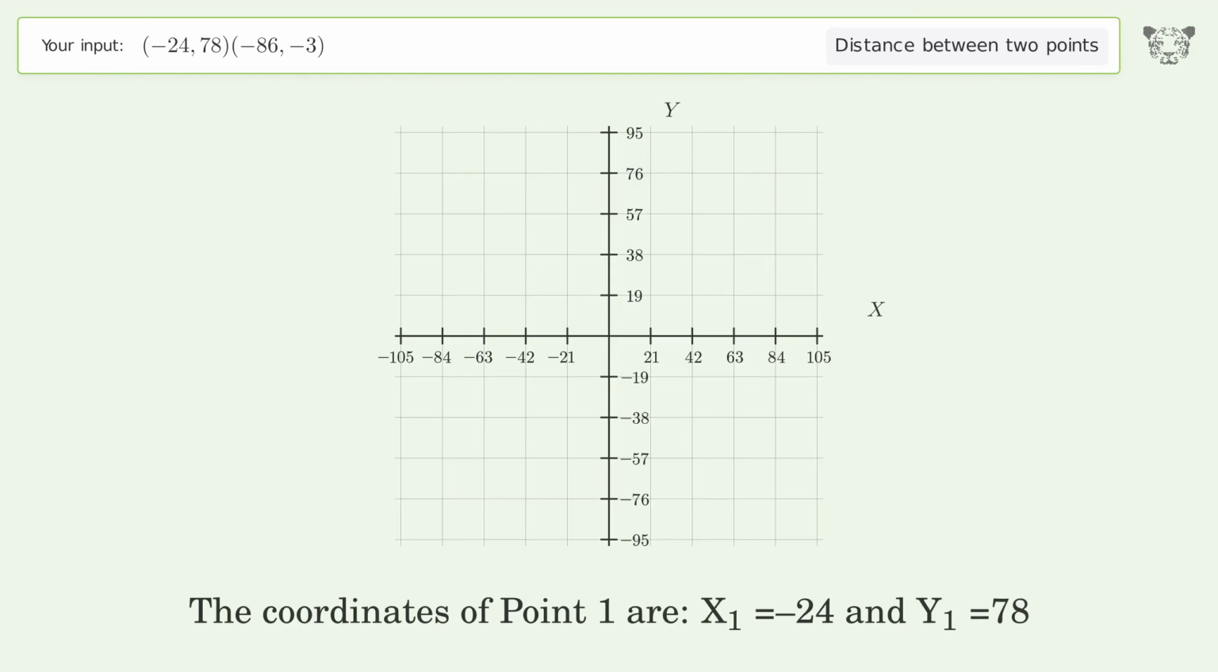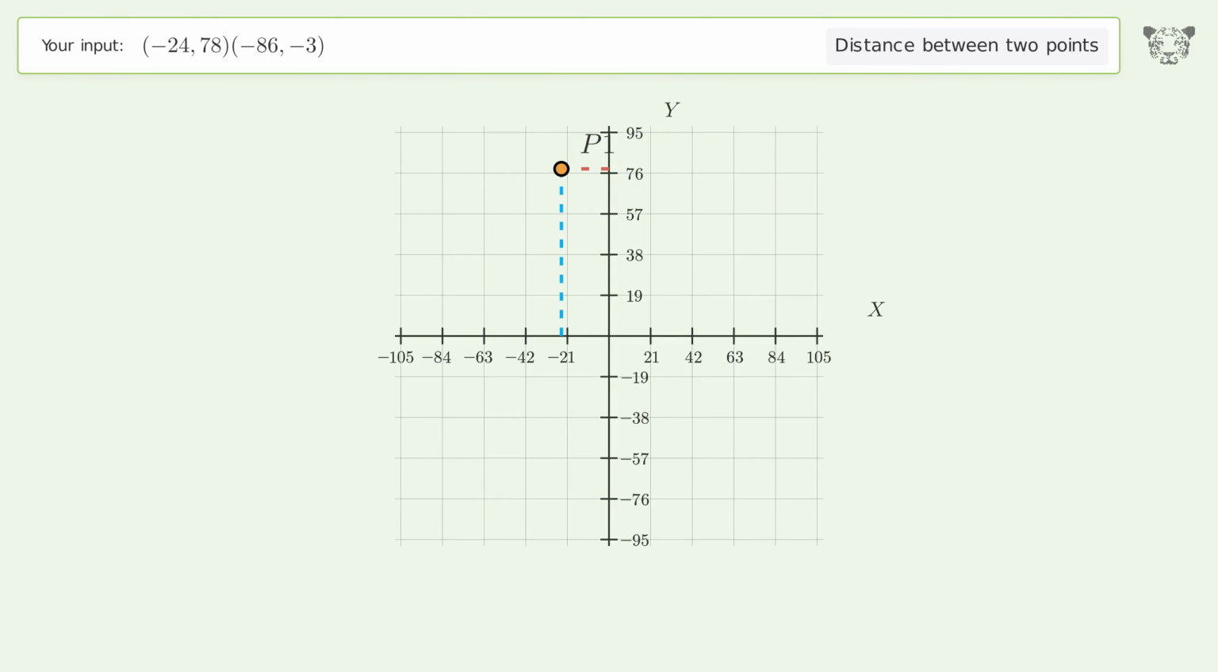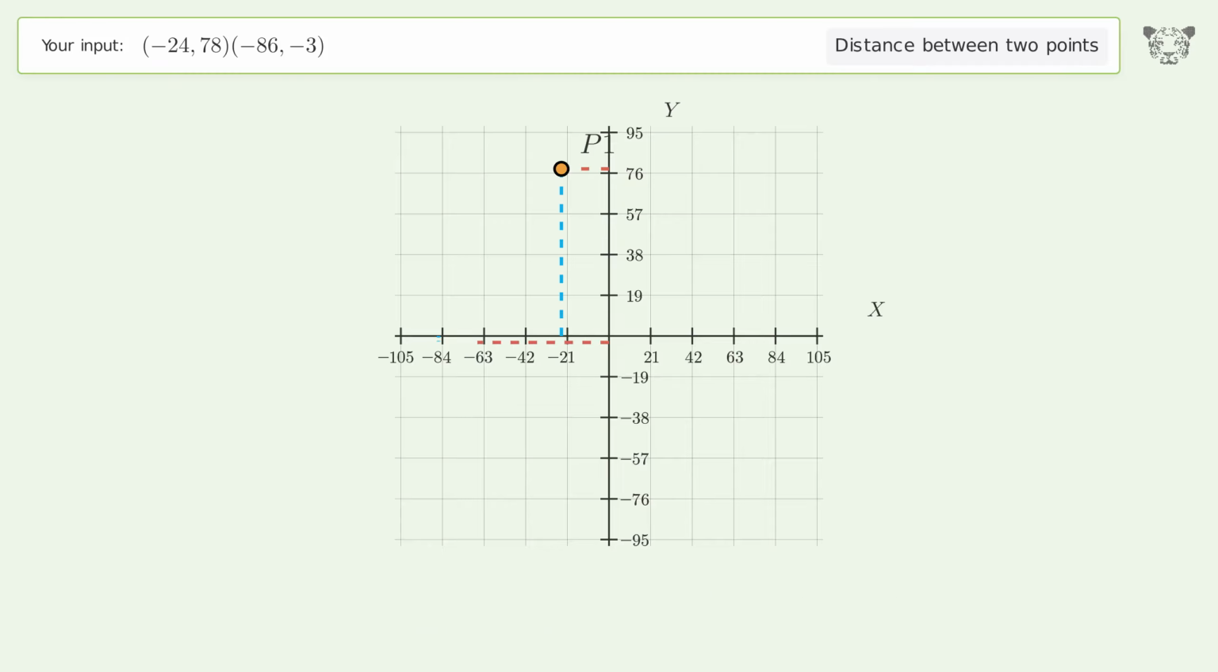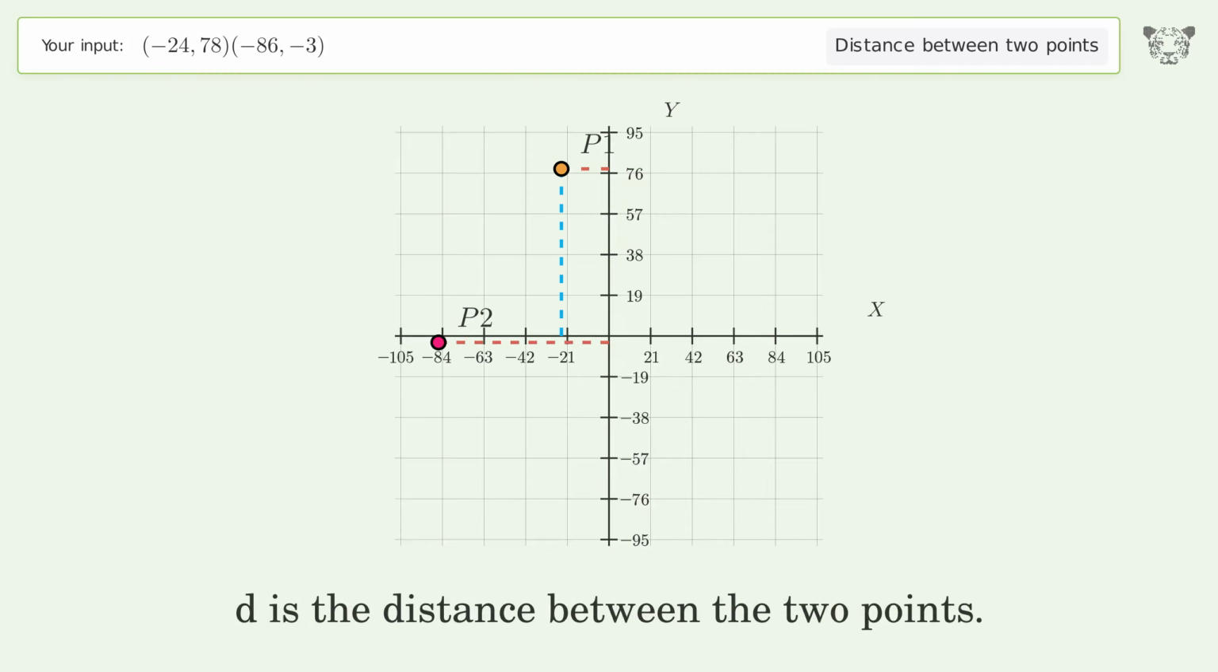The coordinates of point 1 are x1 equals -24 and y1 equals 78. The coordinates of point 2 are x2 equals -86 and y2 equals -3. D is the distance between the 2 points.